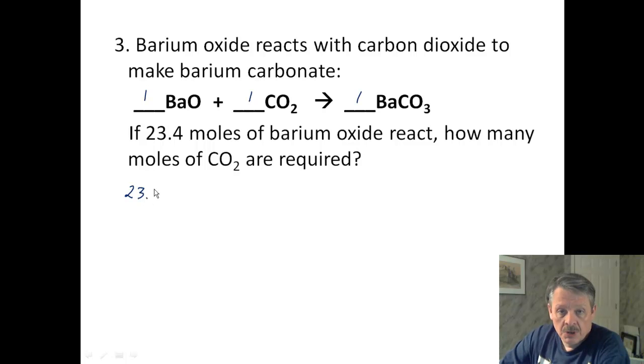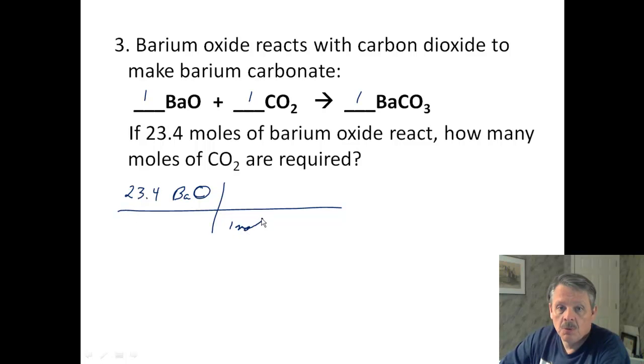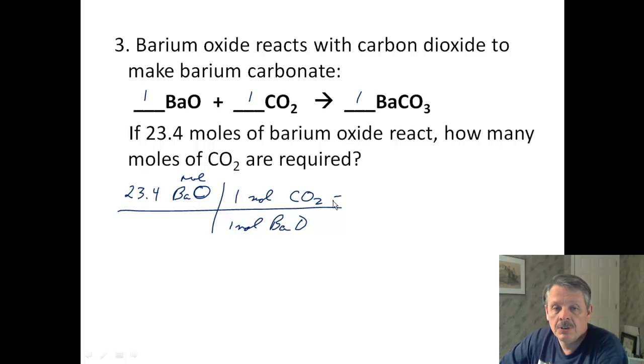So if we start with 23.4 moles of barium oxide, clearly whatever we're converting to is going to be the same number of moles, because we're going from 1 mole of barium oxide to 1 mole of carbon dioxide. So I have a 1-to-1 relationship, so I come up with 23.4 moles of carbon dioxide.